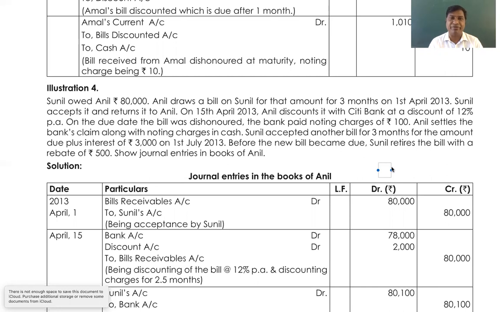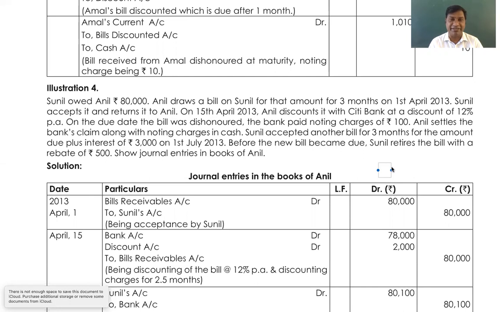The bank paid noting charges of 100. This is a dishonor case. Anil settles the bank's claim along with noting charges in cash.